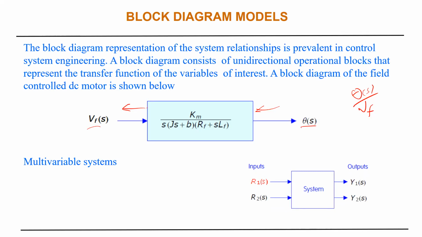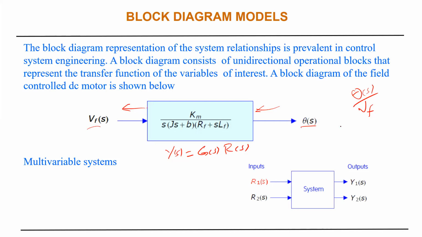So usually if you have multi-input, multi-output, the transfer function will be written in this way: Y of s equals G of s R of s, where G of s is a matrix. It depends on how many outputs and how many inputs I have. In this example, what's the dimension of the matrix G? 2 by 2. I have two outputs, two inputs.